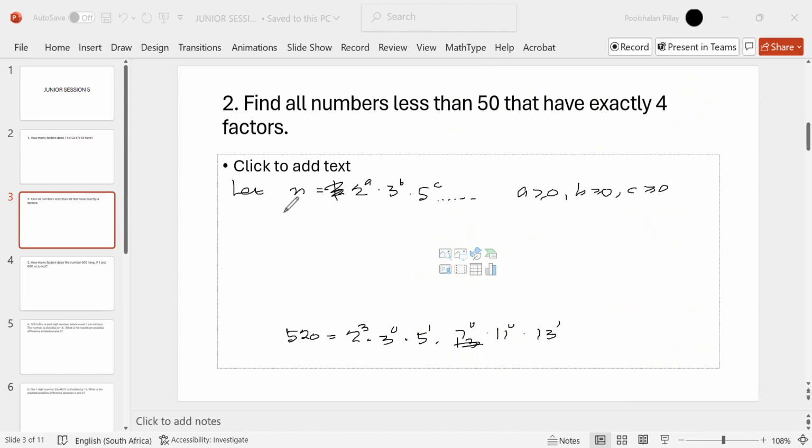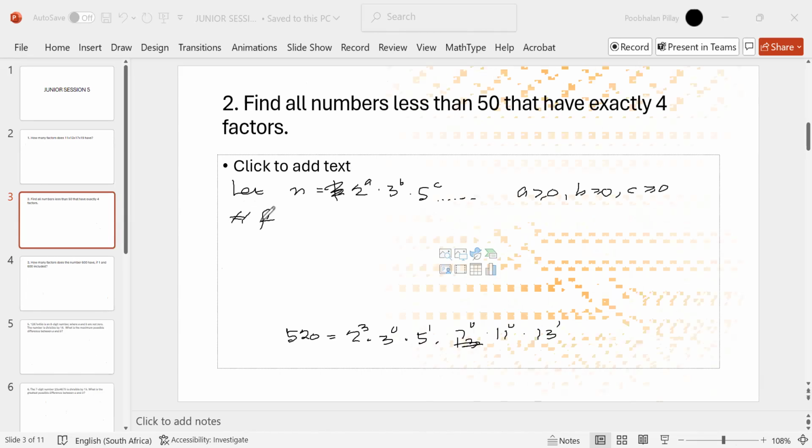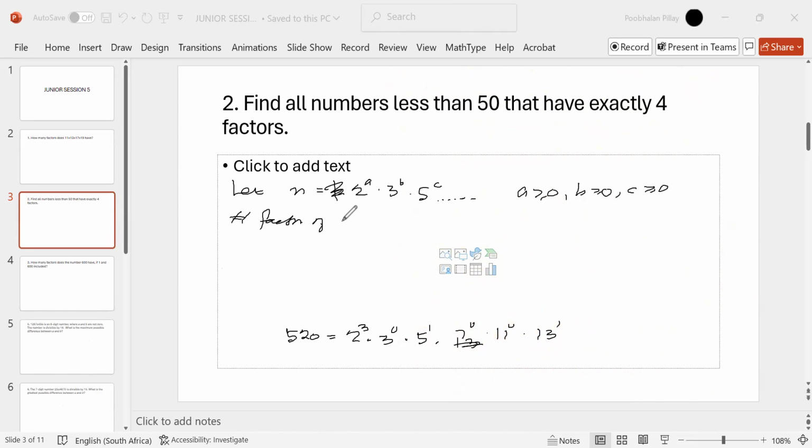All right. So what does this mean? Now, it means that the number of factors, you see, it tells you that it's got exactly 4 factors. So we've got a formula for the number of factors. The number of factors of n is a plus 1 times, increase the indices, b plus 1 times c plus 1, and so on. Now this product is equal to 4.